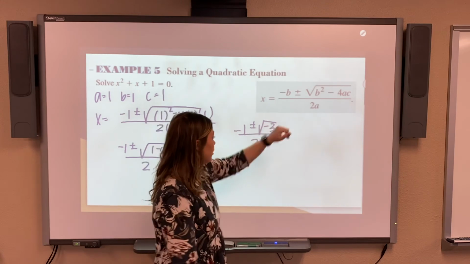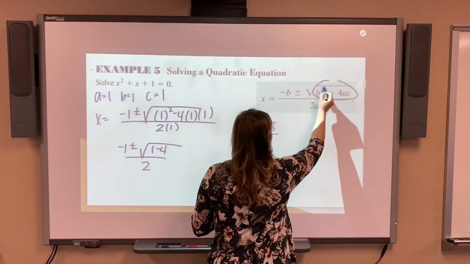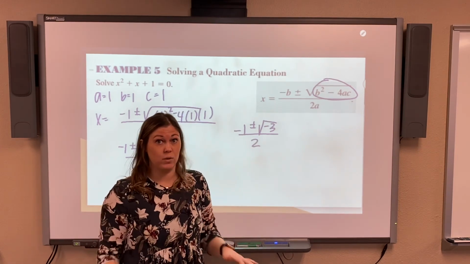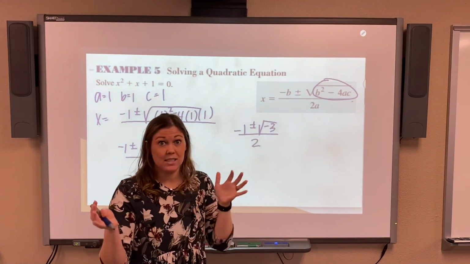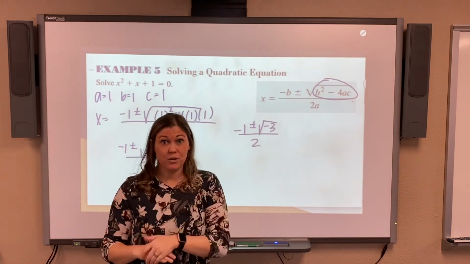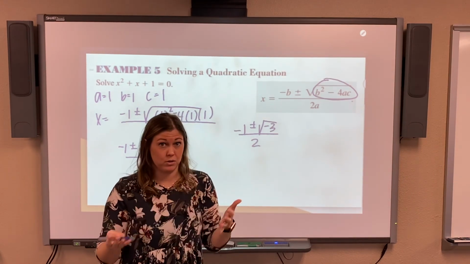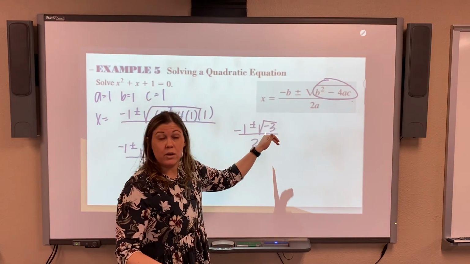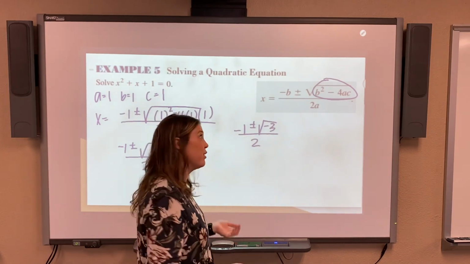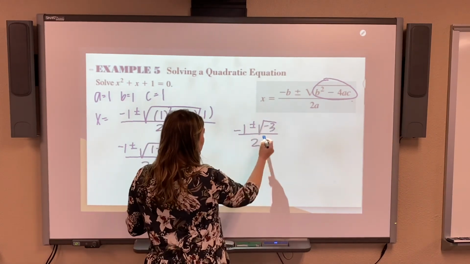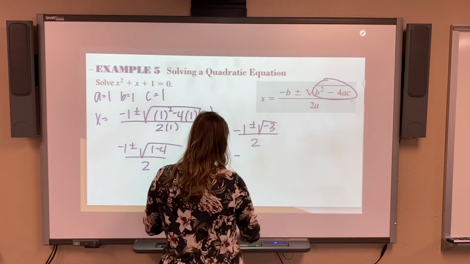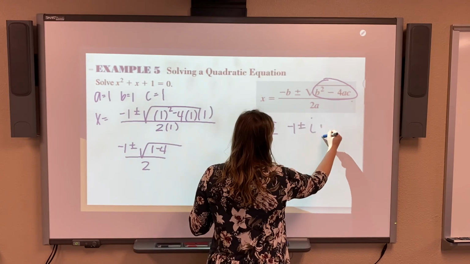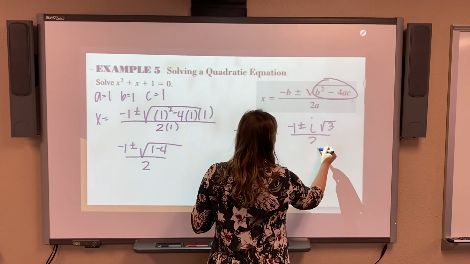Your discriminant, b squared minus 4ac, that we got is -3. So that tells us there's no real solution. This is not going to cross the x-axis because we have the square root of -3, and that's an imaginary number. So what we need to do is take the square root of -3, which is the square root of 3 times i. So we take our i out, so this is -1 plus or minus i square root of 3 over 2.